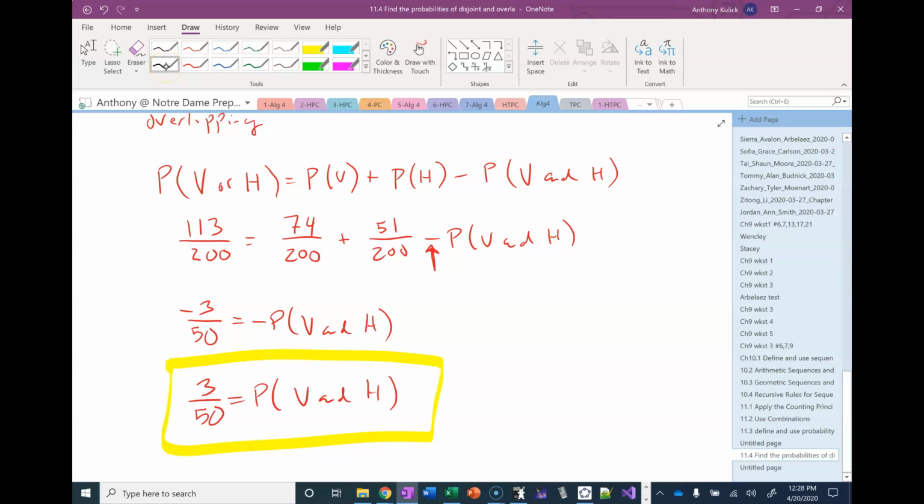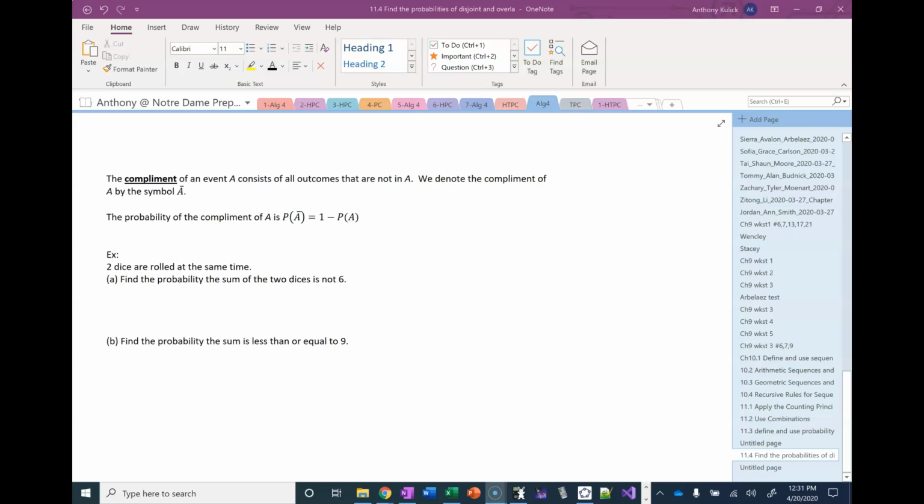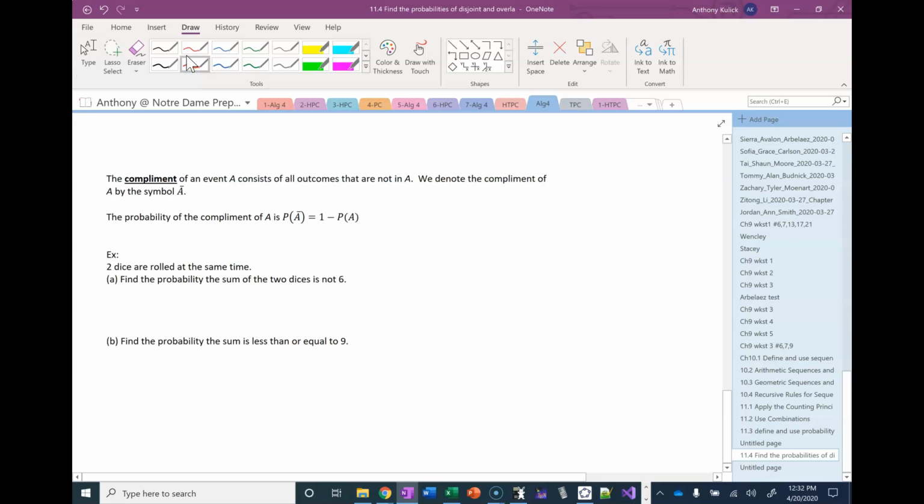Okay, let's look at one more situation here in this section, and then we'll be done. All right, so the last thing we're going to talk about is something called a complement. We say the complement of an event A consists of all outcomes that are not in A. We denote the complement of A by the symbol A bar. So notice the bar on top of that. That's the symbol we use for the complement of A. To compute the probability of a complement, the probability of A bar is equal to 1 minus the probability of A.